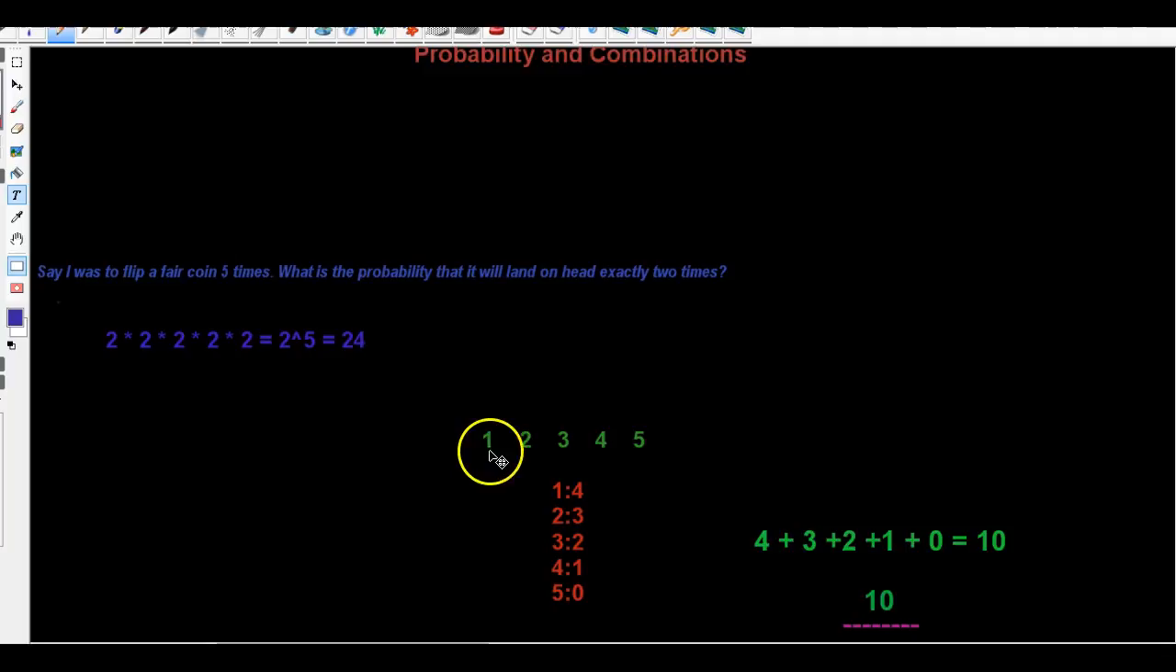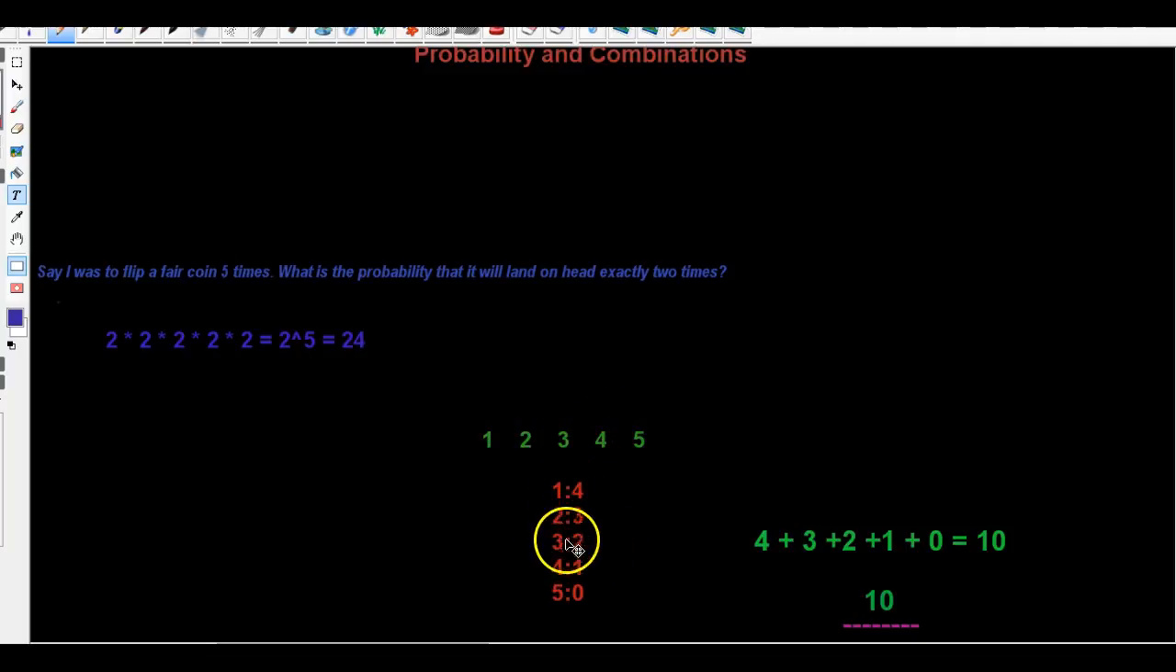For the first time we flip it and land on heads, we could also land on heads on the second one, or on the third one, or on the fourth one, or on the 5th time. So for the first flip, we have 4 other places we could have heads. Now for the second one, there are only 3, because we've already counted the first one and the second one. So now we could have the second one and the third one, the second one and the fourth one, and the second one and the 5th one.